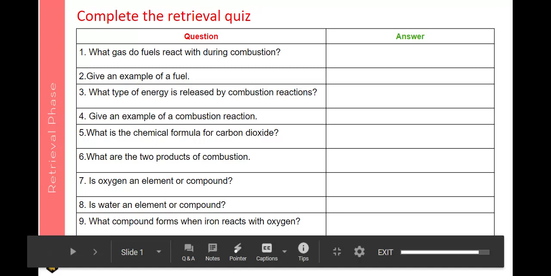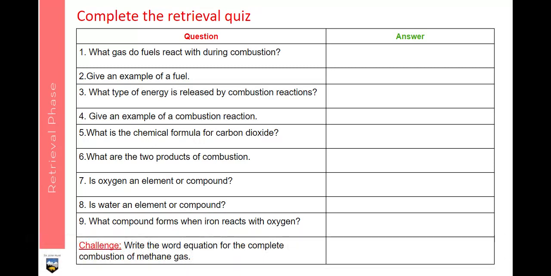Woohoo! So today, Year 7, we are looking at the problems of combustion. If you haven't already done so, please complete the retrieval quiz on the student worksheet you've been assigned for today. So pause this video, complete your retrieval quiz by writing your answers into the table, come back to this lesson video for your answers. So pause me and then come back.